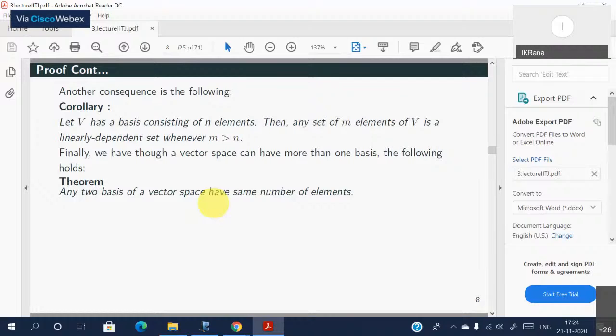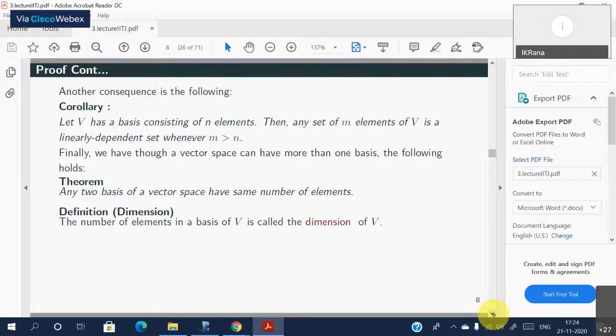So there could be many bases, but the number of elements in each basis will be the same. So that gives us a very simple way of looking at what is called the dimension of a vector space. So we say a vector space has dimension n or m, depending upon the number of elements in a basis; there exists a basis of that many elements. Simply, the number of elements in a basis of a vector space is called the dimension.